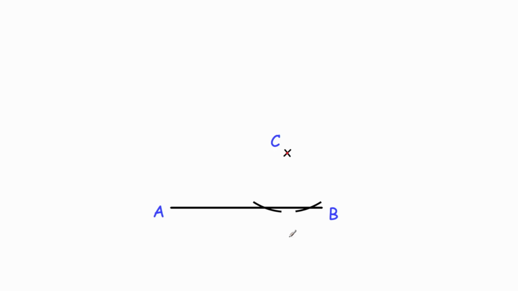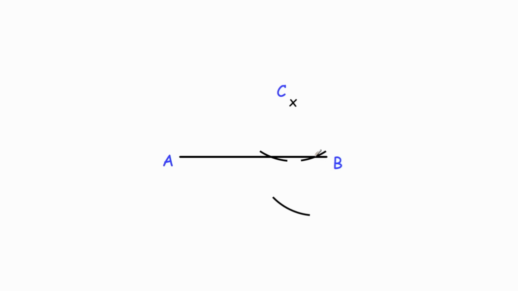If I set it too large, so if I set it over here, it would cross somewhere over here, but it wouldn't actually meet the line. So I've set it about here, so it's a bit longer than the distance to the line, and we're going to do two arcs, one here to the left and one arc to the right. Again, it's very important that you keep your compass the same size the whole way through. Next, keeping the compass the same size, we're going to lift it up and put it on the point here.